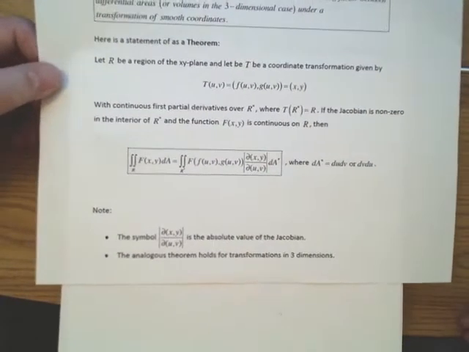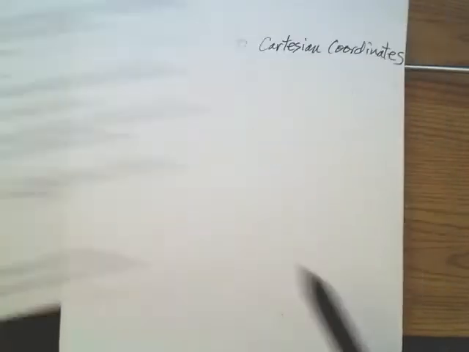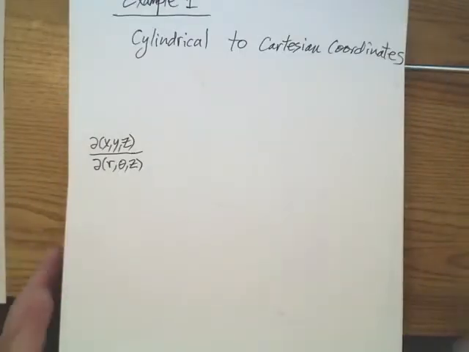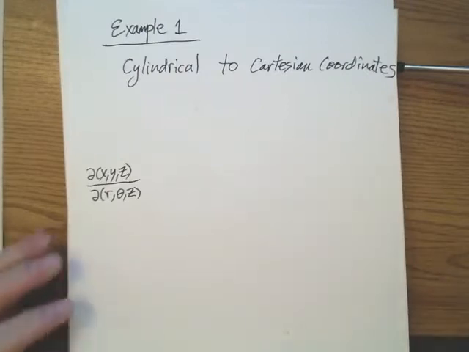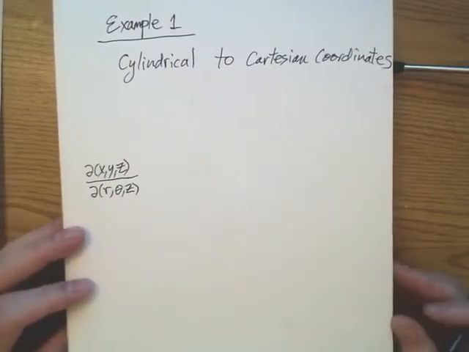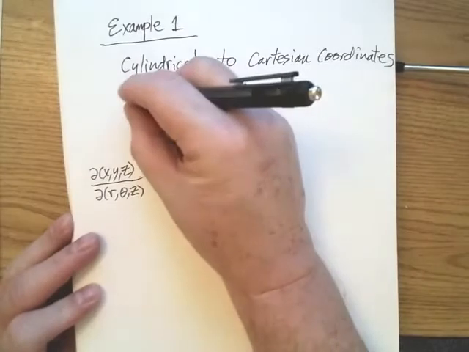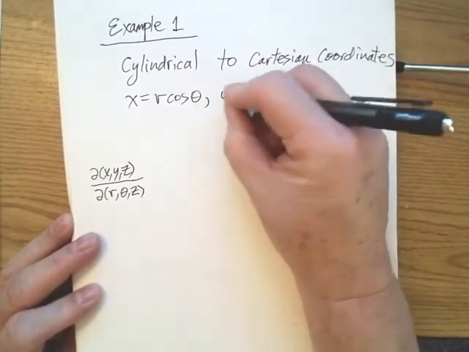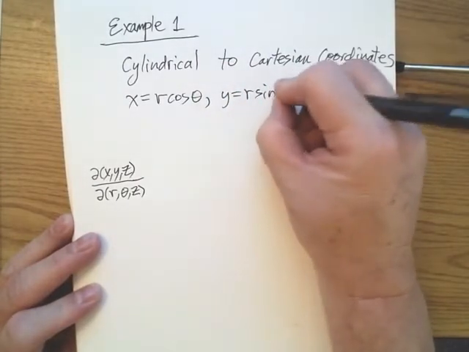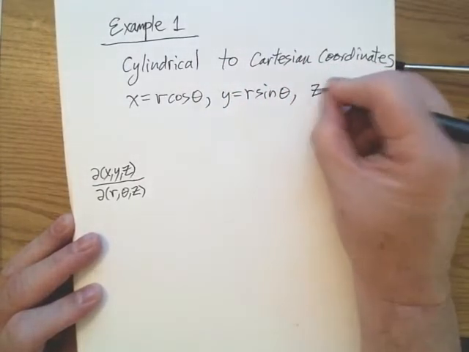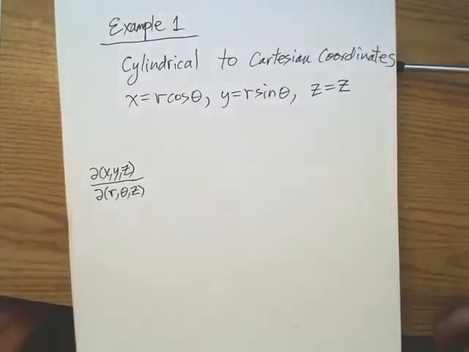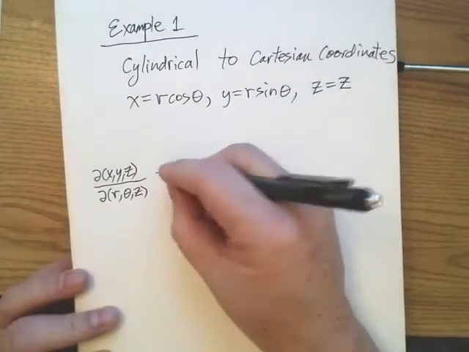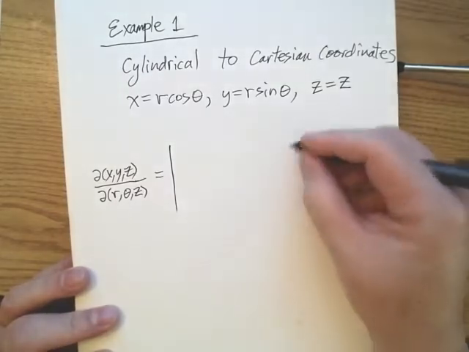Okay, now let's go ahead and actually first compute some Jacobians. Let's say I was going from cylindrical to Cartesian coordinates, okay? You know that's going to be x equals r cosine theta, y equals r sine theta, and then z is just plain z, right? Because cylindrical coordinates have coordinates r, theta, and z here. Let's go ahead and compute the Jacobian for this case here.